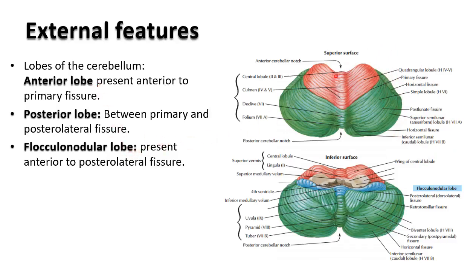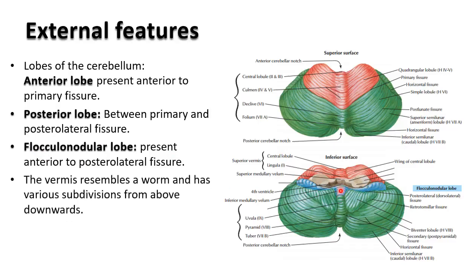So three lobes of the cerebellum: anterior lobe, a large posterior or middle lobe which is present between the anterior fissure and then the posterolateral fissure. On the inferior surface, anterior part of the inferior surface, you see the flocculonodular lobe. Flocculus means flower-like, so it appears like a flower. That is why it is called the flocculus. And this nodule is in the center, which is a part of the vermis. So it is called the flocculonodular lobe.